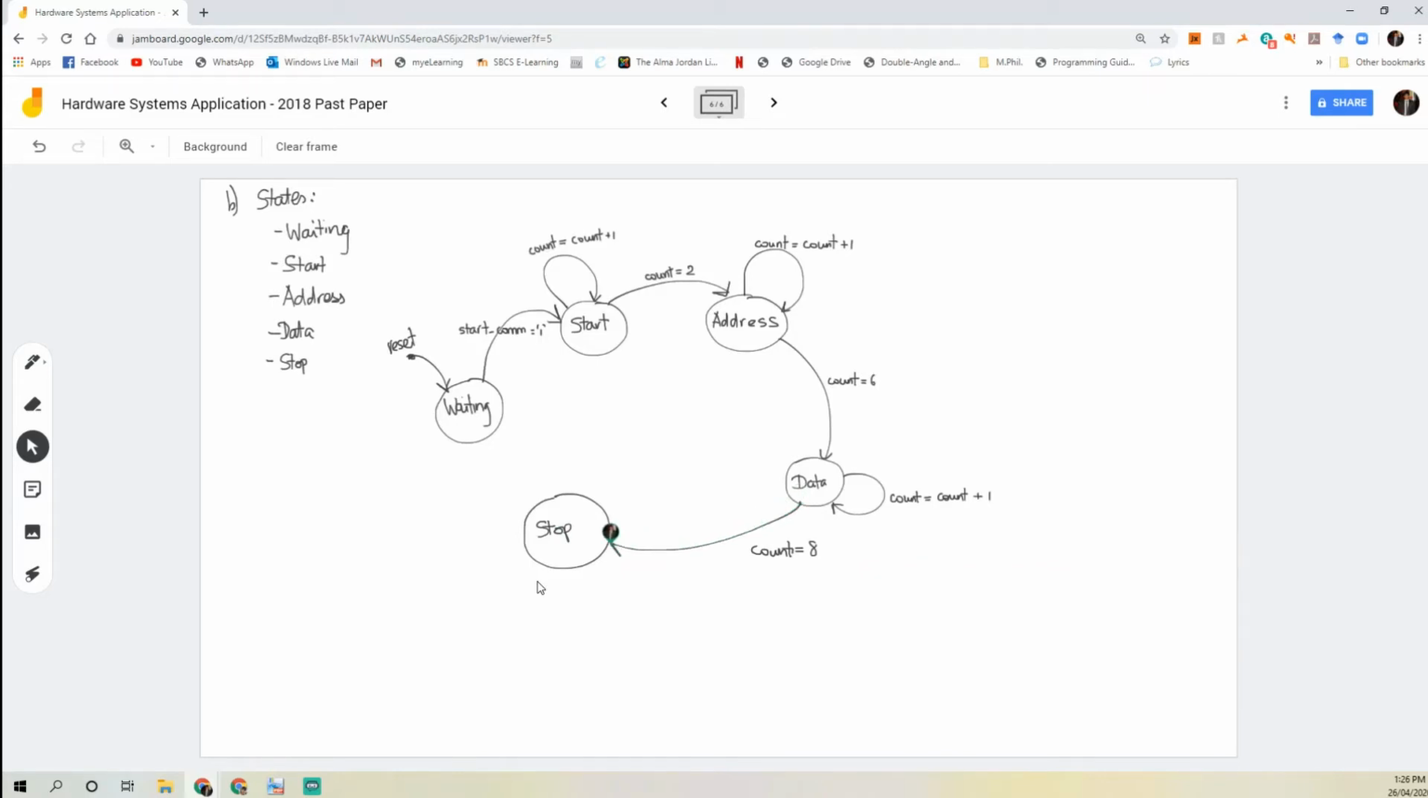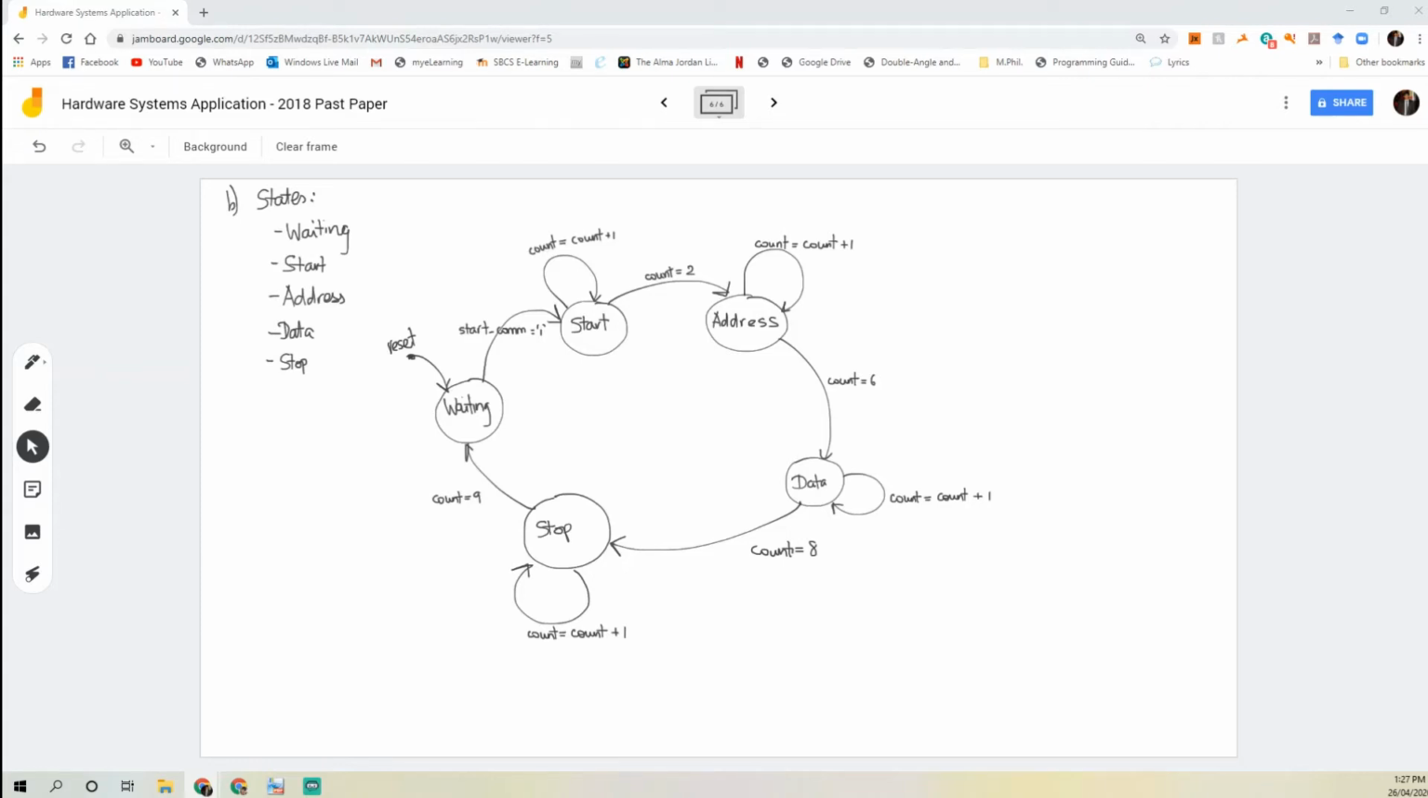Right, and from the stop state, I'm going to go back into that dormant state by incrementing the counter once. And then checking to see when the counter has a value of 9. All right, pretty straightforward stuff there.